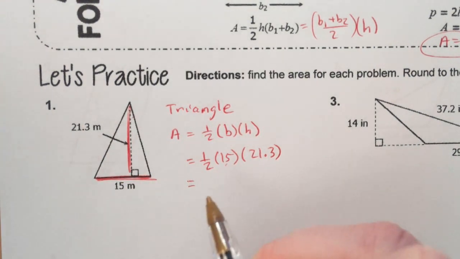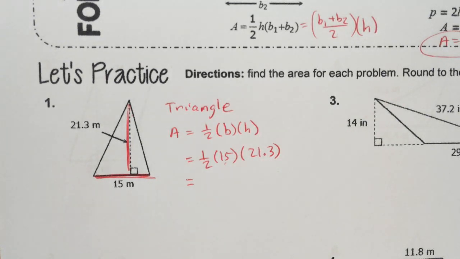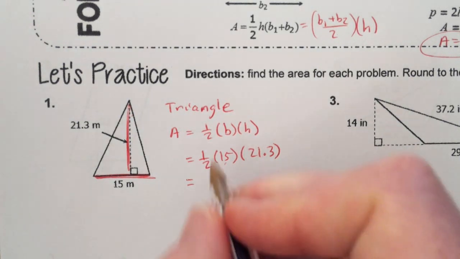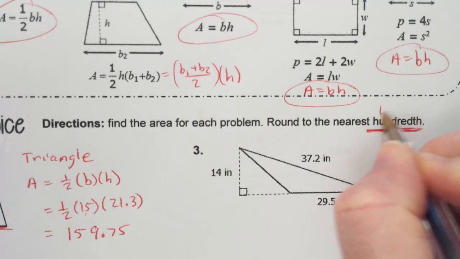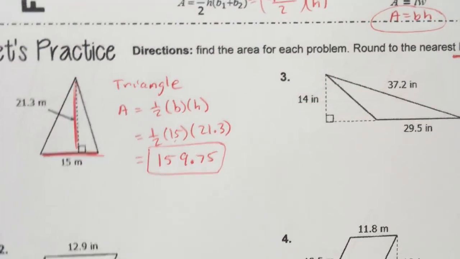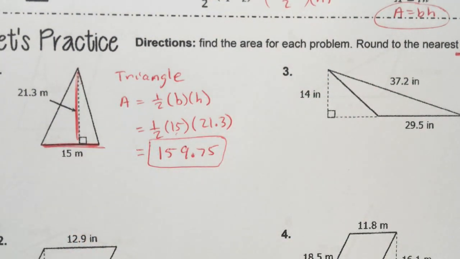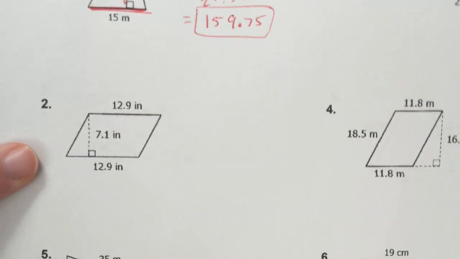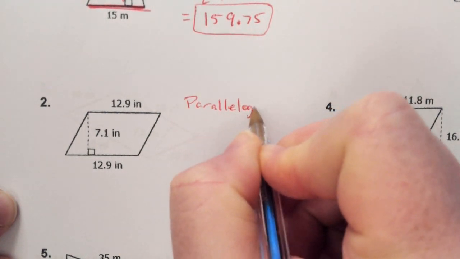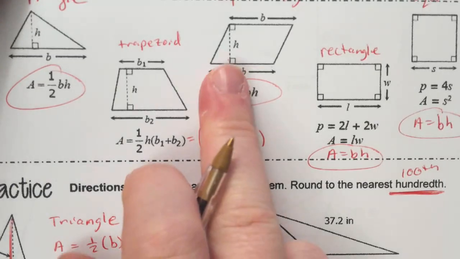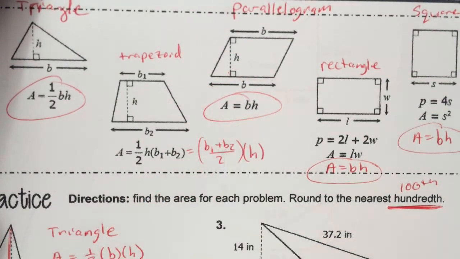All you have to do now is put that into the calculator. 0.5, or 1/2, times 15 times 21.3, you get 159.75. They said to round to the nearest hundredth. How many zeros does 100 have? Two, so you're going two decimal places. We're already there, so that is our final answer. You try to keep everything lined up as much as possible. That was number 1. Let's go to number 2. Number 2 is a parallelogram, and the equation for a parallelogram is area equals base times height.